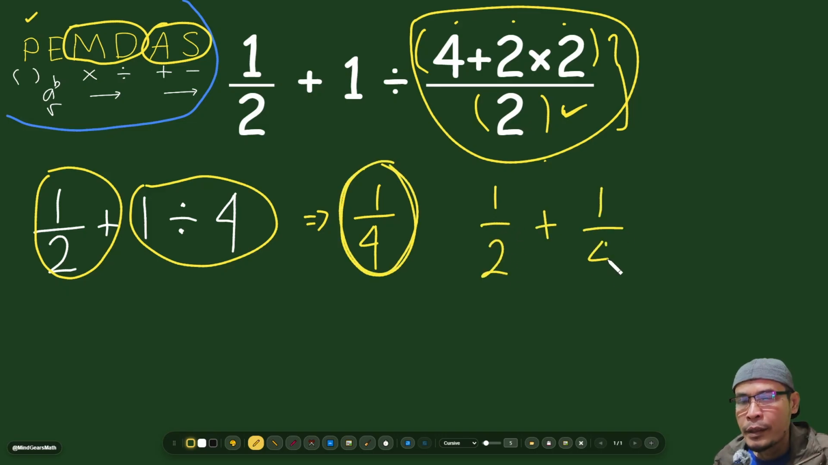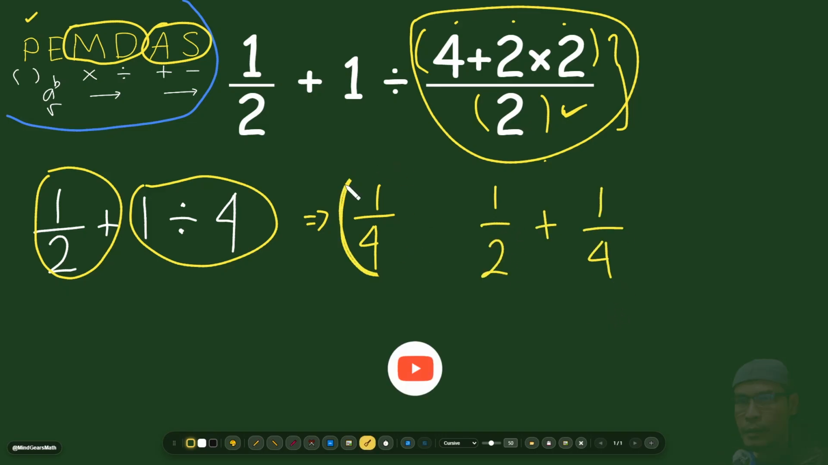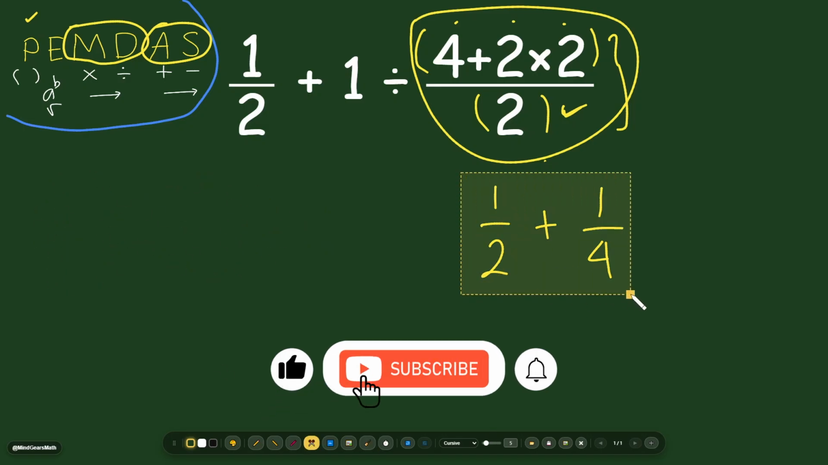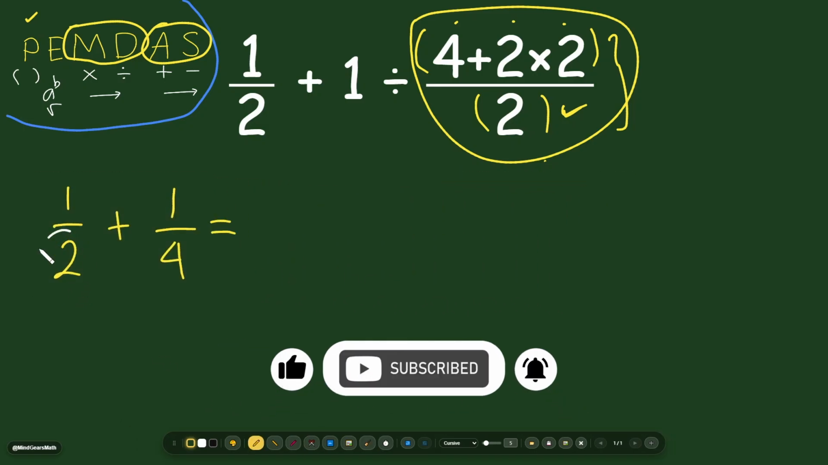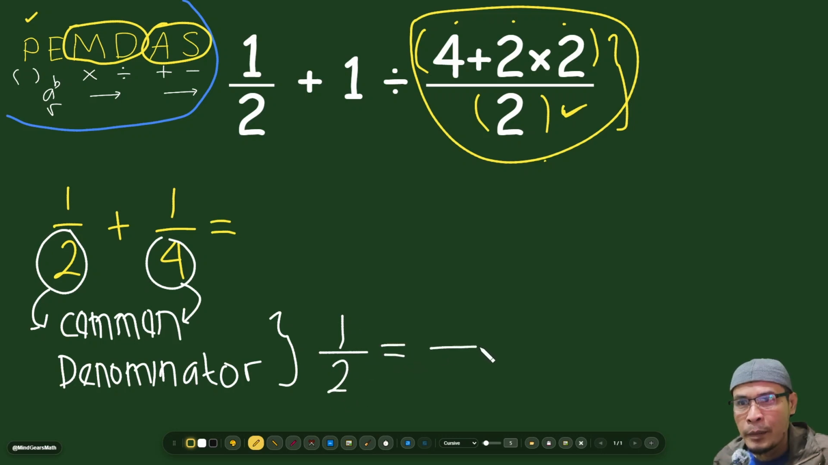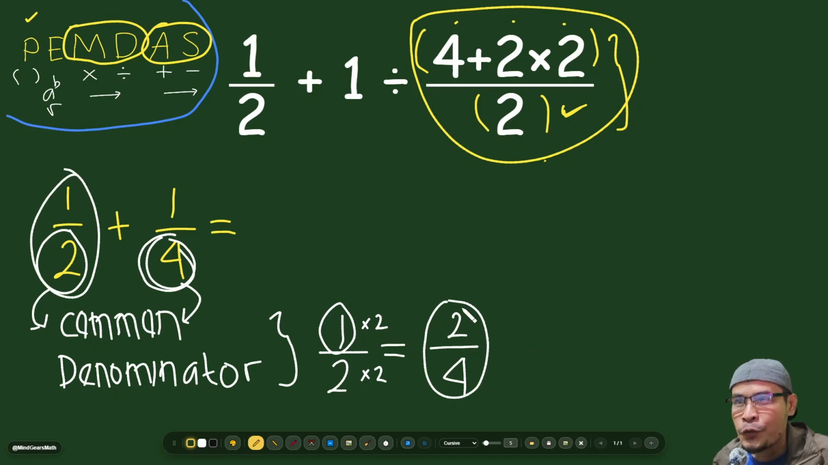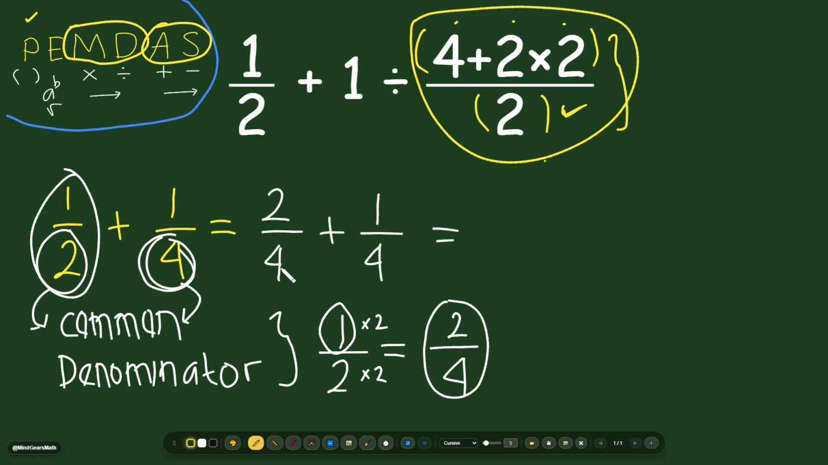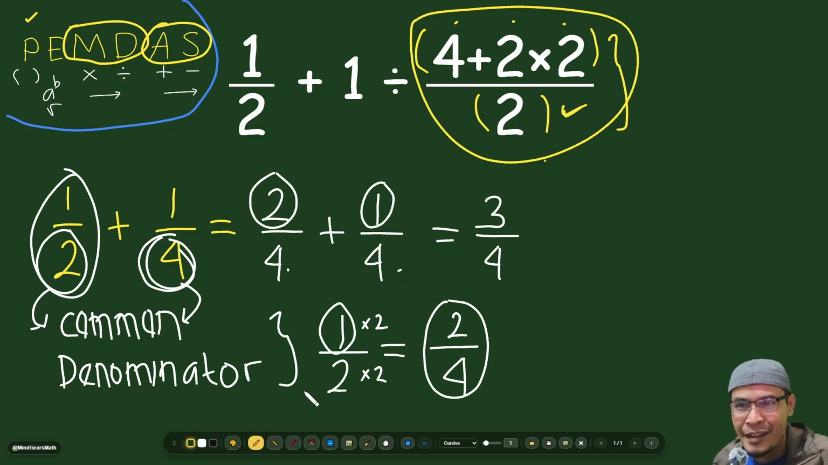Now the final addition. 1/2 plus 1/4. We need a common denominator, 4. 1/2 is the same as 2/4. So 2/4 plus 1/4 equals 3/4. And that is our answer, 3/4.